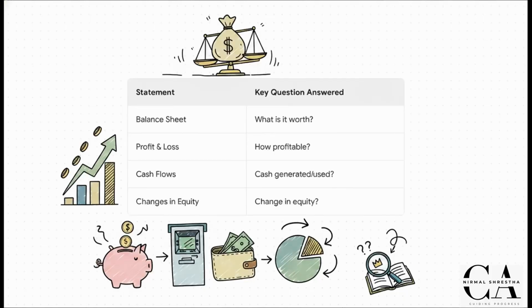The statement of changes in equity answers our previous question: what caused the owner's value to change? And finally, the notes to the accounts answer, what are the hidden assumptions behind all these numbers? Together, they tell a complete, undeniable story.